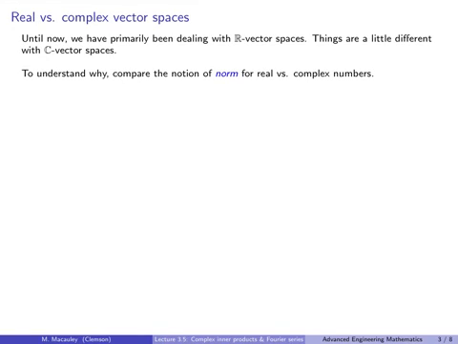To understand why things are different with C vector spaces, let's compare the notion of norm for real versus complex numbers. Now, I've given you a slight preview in the previous slide. For any real number x, its norm, the distance from 0, is just the absolute value of x, which is the square root of x squared, and that's a real number. Well, it's actually a non-negative real number.